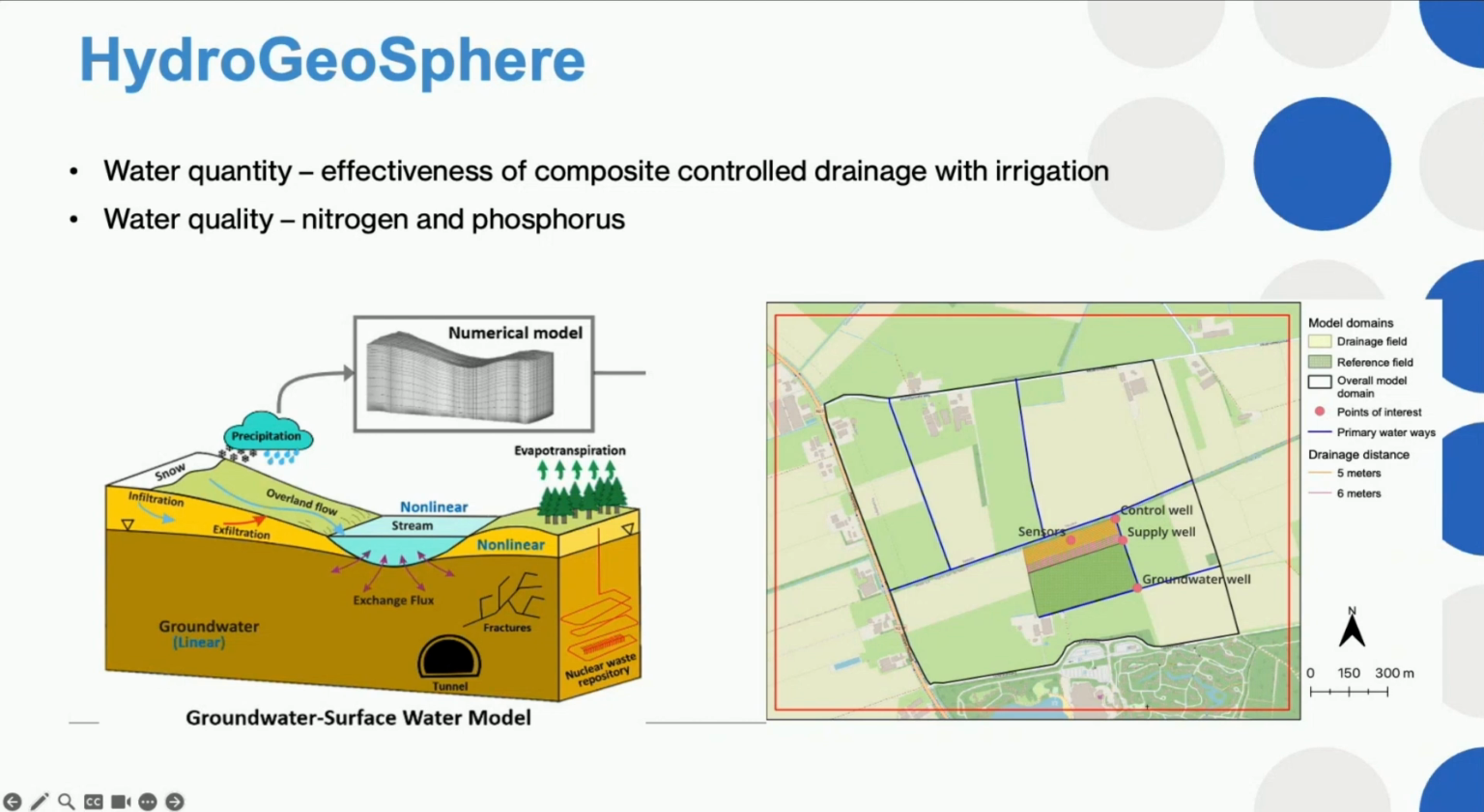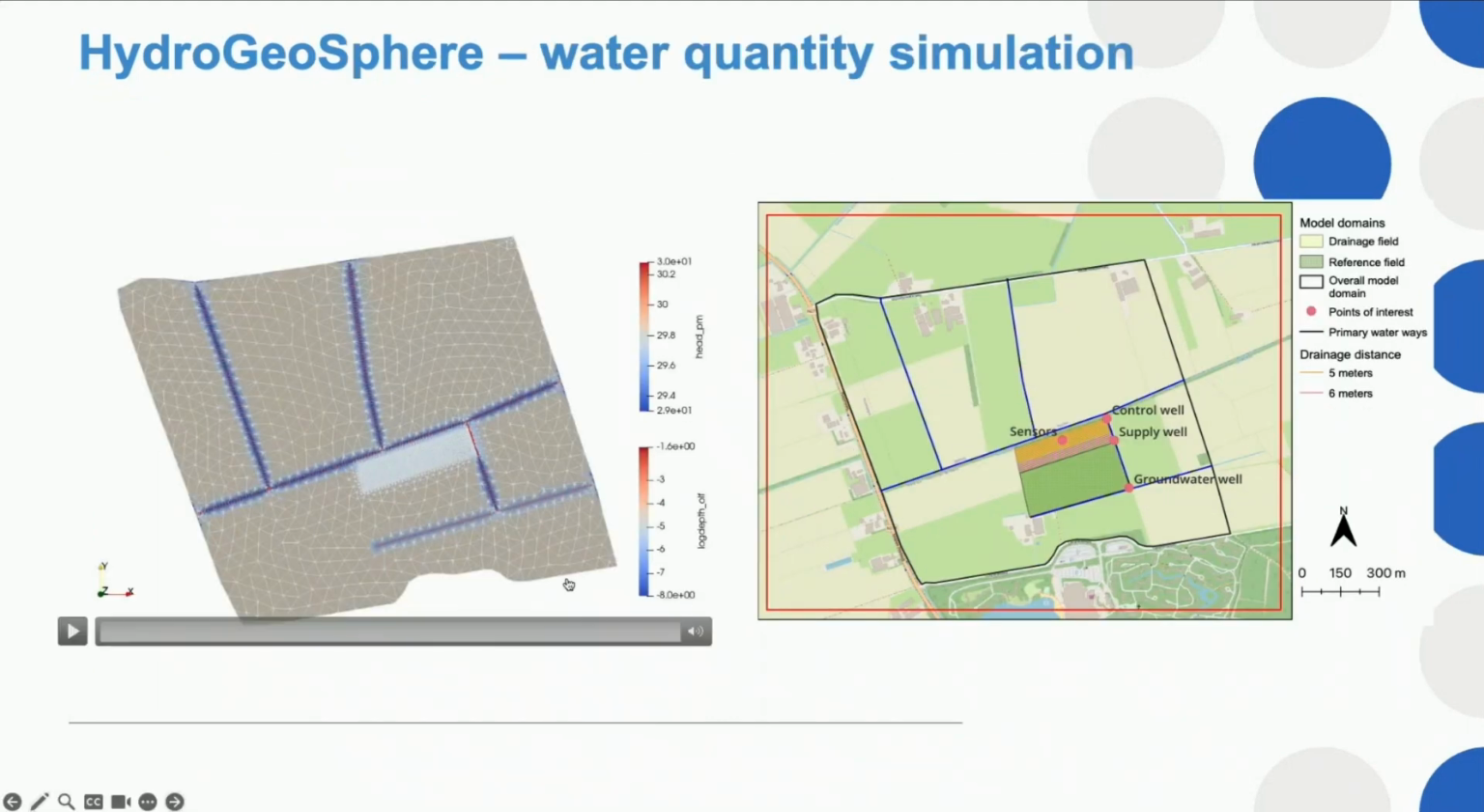Here on the right, you can see the field here in the Netherlands that contains this composite controlled drainage with irrigation system. We're using HydroGeoSphere to simulate the water quantity, so the heads within the field. The next step is to add the water quality to the HydroGeoSphere model, mainly looking at nitrogen and phosphorus, because we're also collecting water samples and measuring the nitrogen and phosphorus levels. This is just a quick simulation of how the model runs.